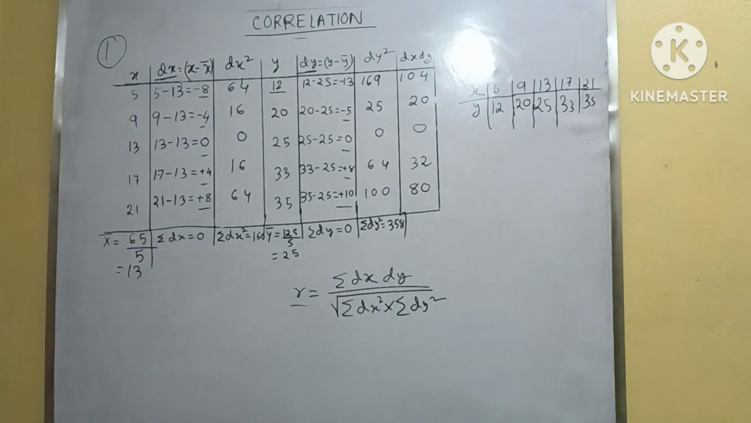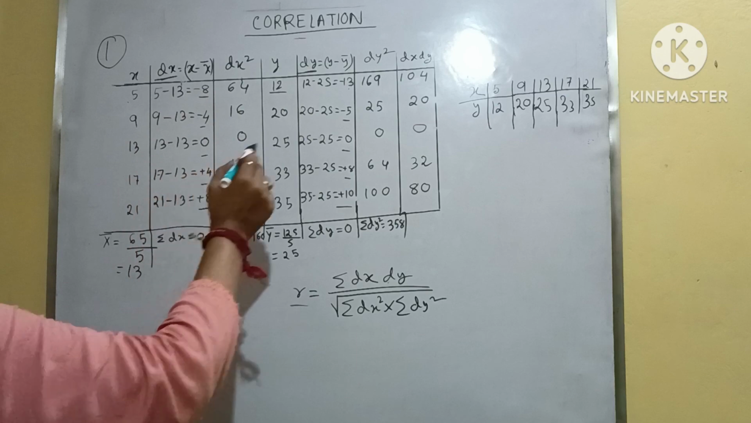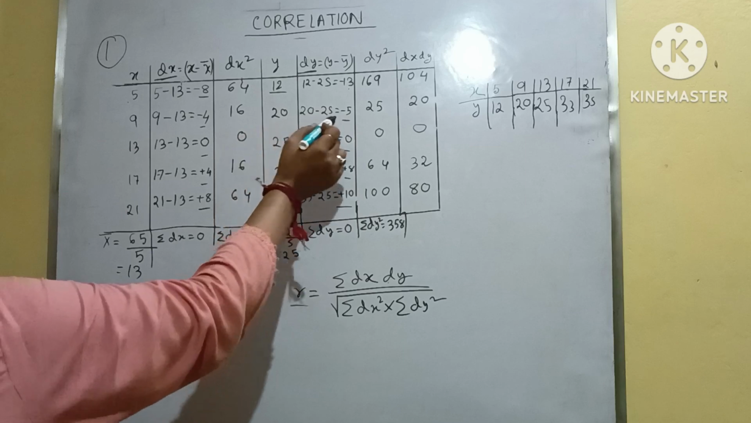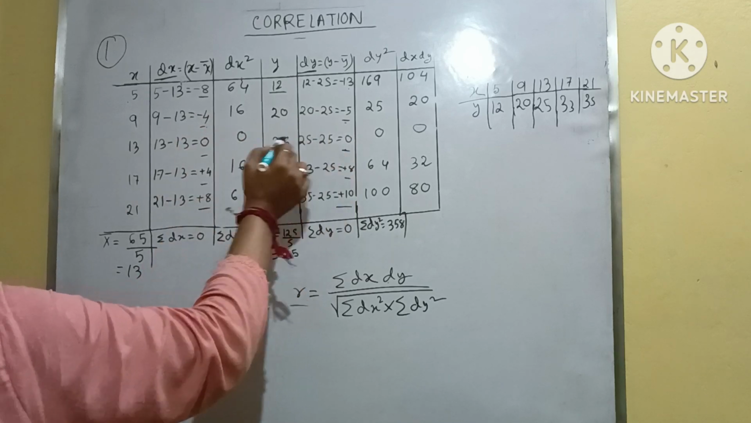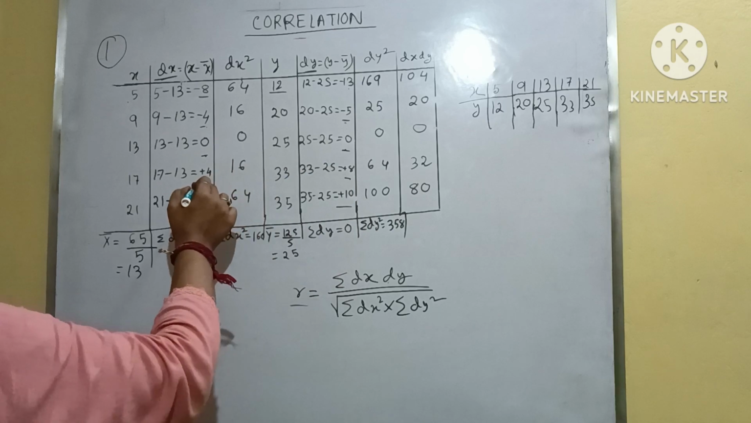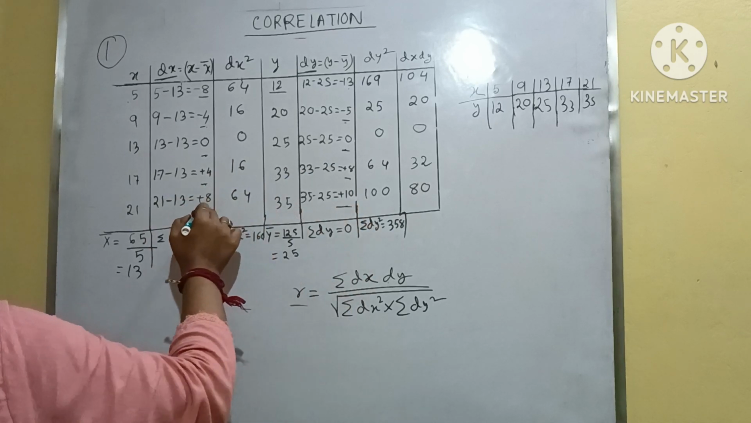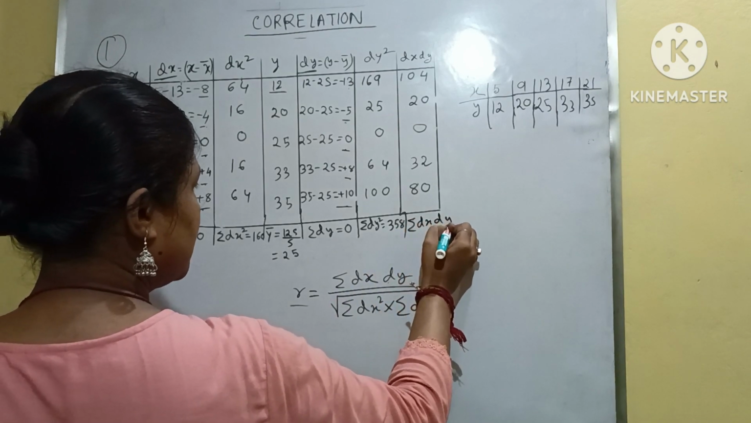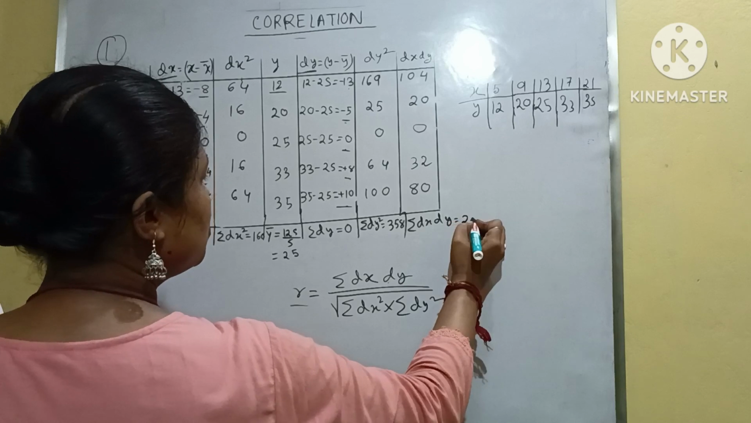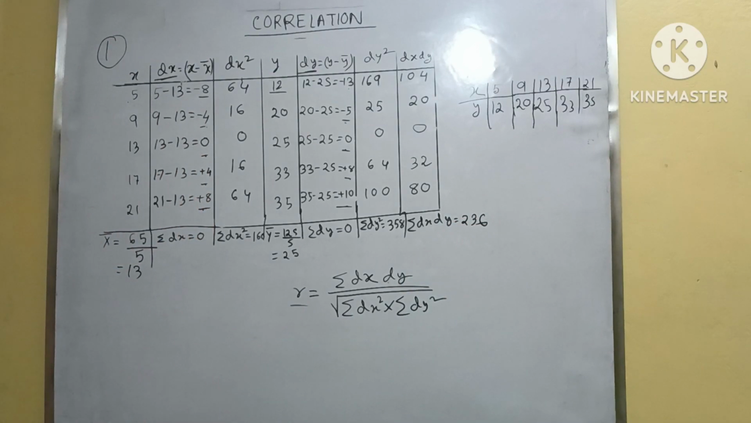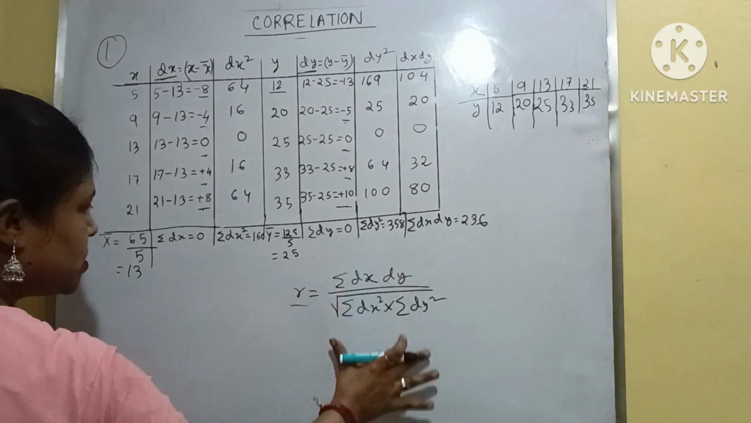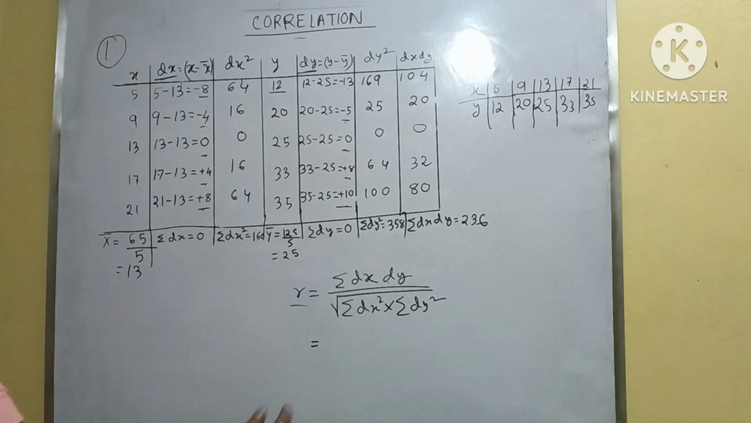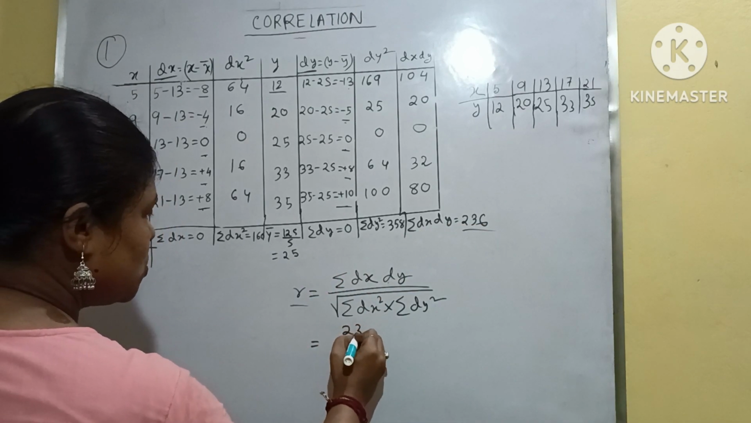So 13 is multiplied by 8, 5 is multiplied by 4, 0 is multiplied by 0, plus 8 is multiplied by 4, and plus 10 is multiplied by plus 8. So the summation of dx dy equals 236. Okay, so we will get all the values. Now we just put them there. Summation of dx dy is 236, we just put here 236.